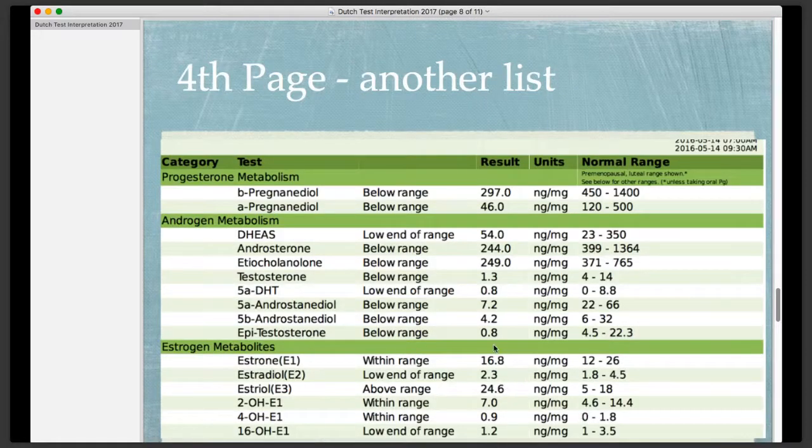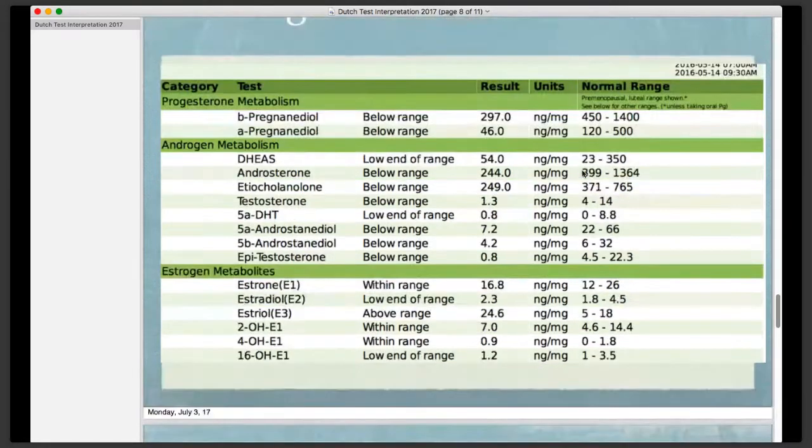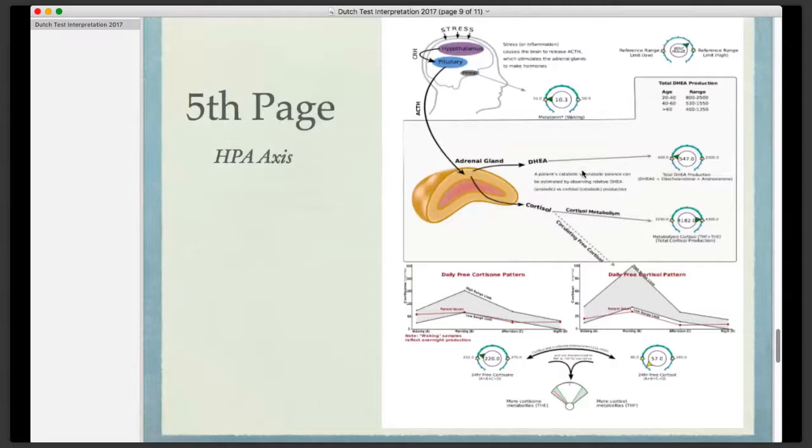So next, then the fourth page is another list with numbers. And this slide actually shows the same thing. And I like pictures, so I usually just ignore the lists. So this is your brain on stress. So stress comes into your brain. It affects your hypothalamus and your pituitary and your adrenals.